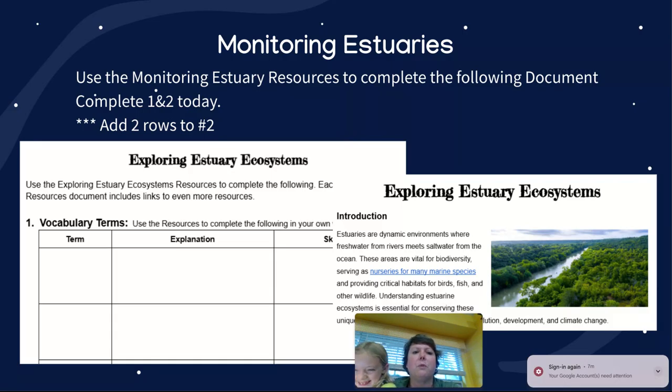You're just going to complete 1 and 2 today. That's all you need to worry about. And you're going to have to add 2 rows to number 2. All right? So please make sure that you do that. We will be continuing this next time, and we'll also be having a check over it. And this Ed puzzle here is going to be for a grade.